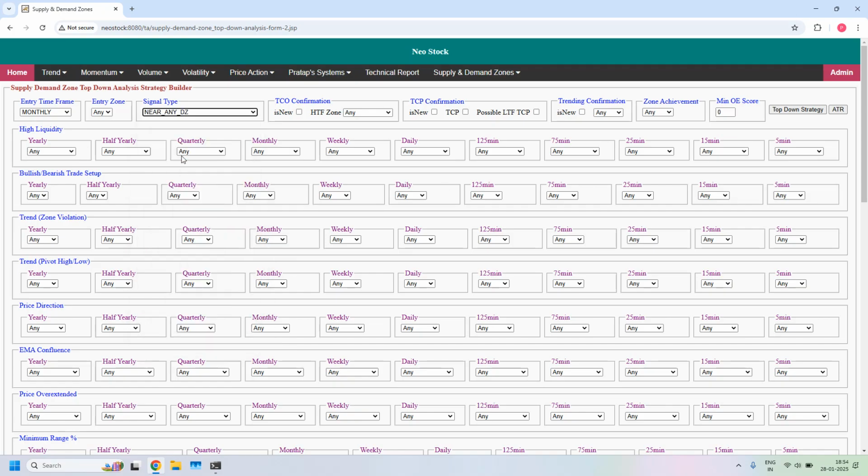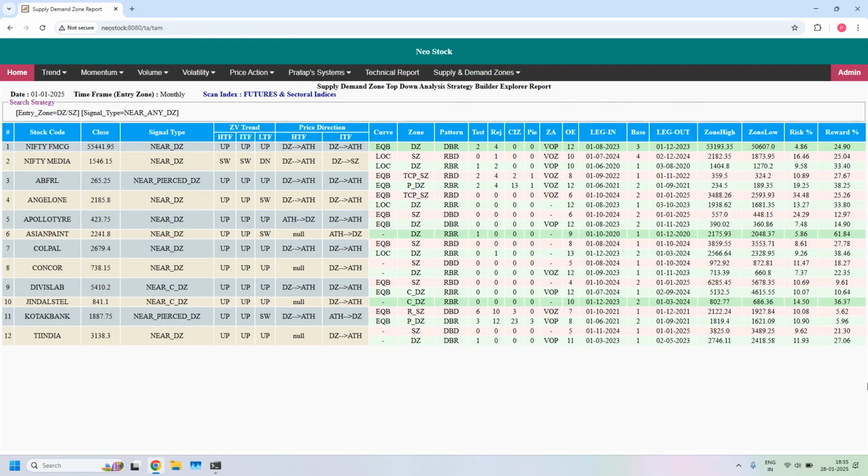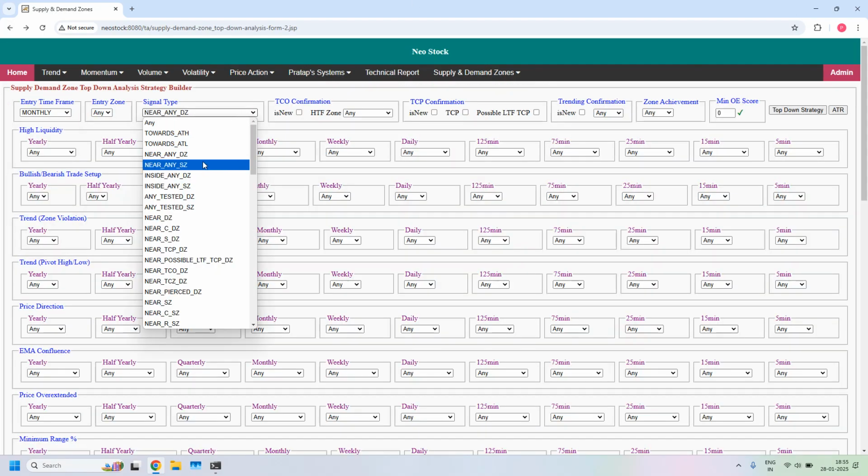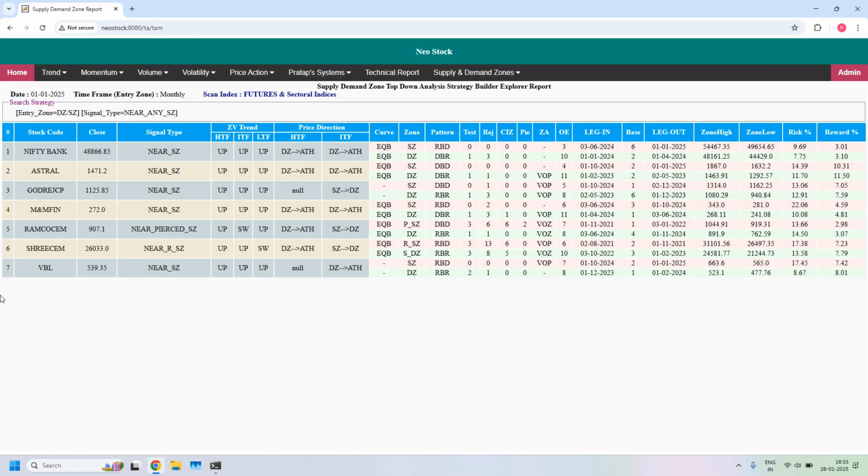Stocks near monthly demand zone. We got 12 stocks. Next, monthly time frame. Stocks near monthly supply zone. We got 7 stocks.